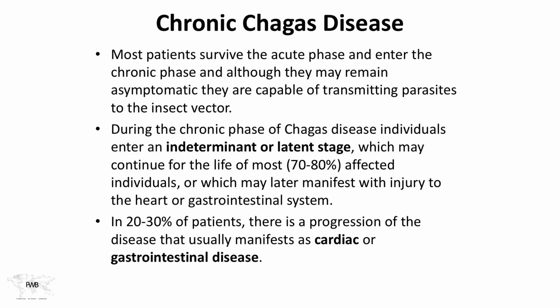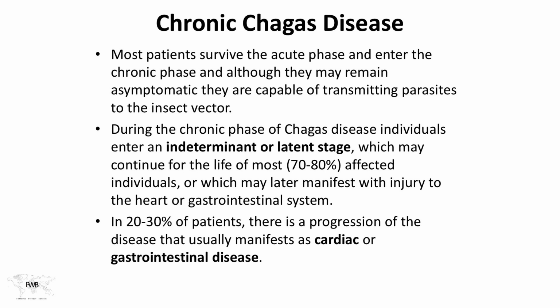Now, what about chronic Chagas disease? Now, most patients survive the acute phase. As we mentioned, most probably don't have any notable symptoms. They then go on to enter the chronic phase. And although they may remain asymptomatic, they actually can be capable of transmitting parasites to the insect vector. During the chronic phase of Chagas disease, individuals enter what is referred to as an indeterminate or latent stage, which may continue for life for most. We'll say 70 to 80% is what we suggest.